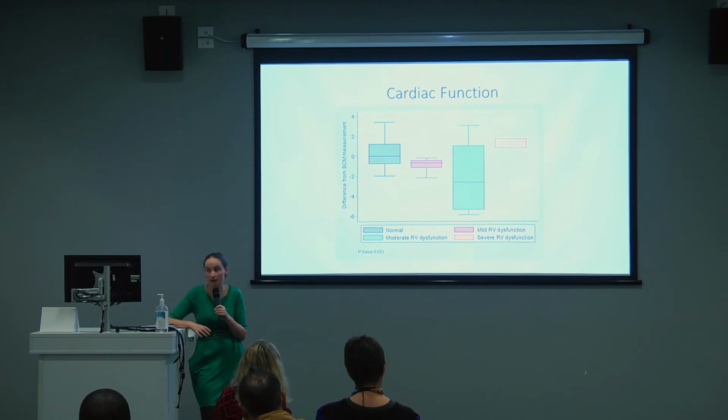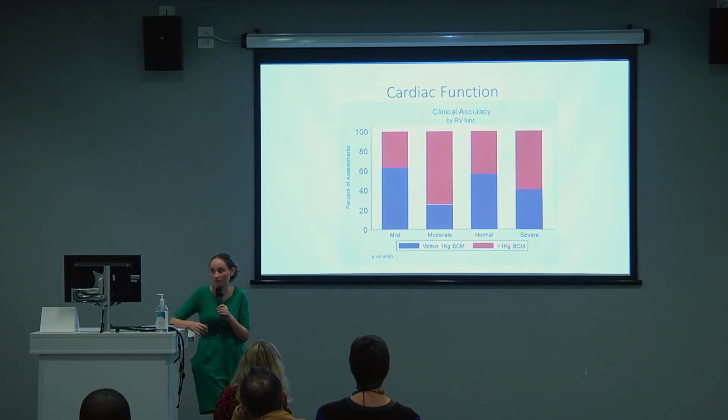When we looked at cardiac function, and right ventricular dysfunction, we found that moderate right ventricular dysfunction was very strongly associated with a big difference from the BCM measurement. We actually didn't find the same thing with severe RV dysfunction, even though we would have expected to. But there was only one person in our group who had severe RV dysfunction, so we think that explains the problem there. And as expected, having moderate RV dysfunction was associated with a really low percentage of accurate assessments.